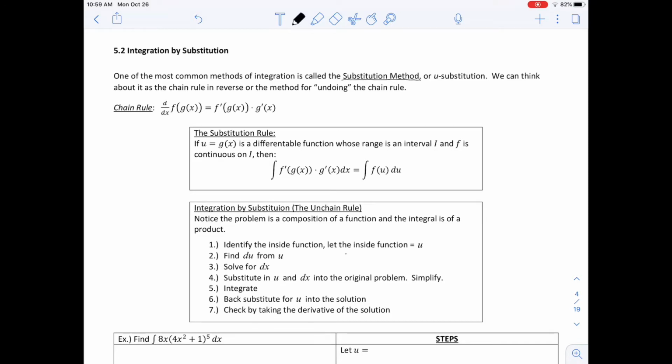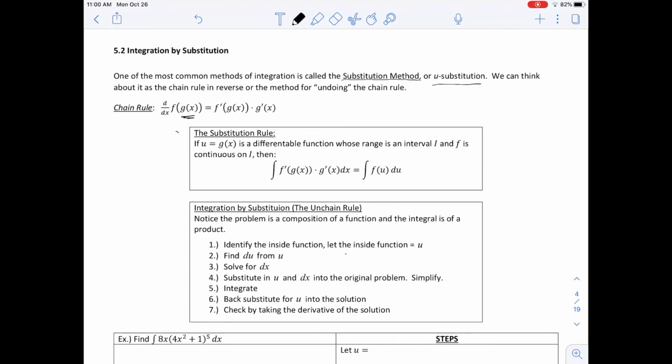One of the most common methods of integration is called the substitution method, or we also call it U-sub or U-substitution. We can think about this as the chain rule in reverse, or the method for undoing the chain rule. So as a reminder, there's the chain rule there. If you remember, we had an inside function and an outside function. And so we took the derivative of this by taking the derivative of the outside, leaving the inside the same, times the derivative of the inside.